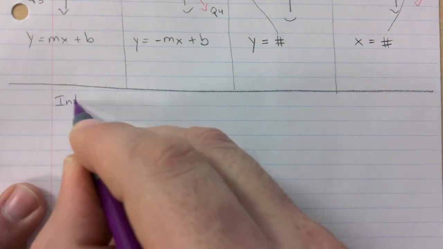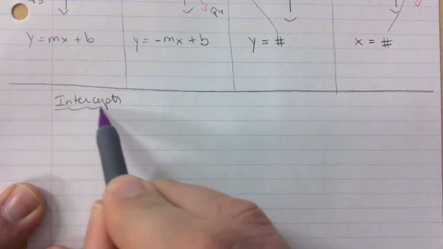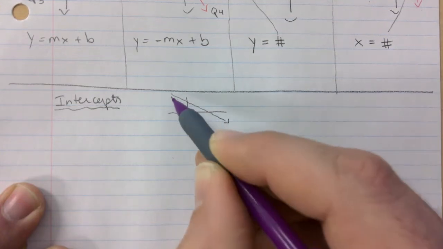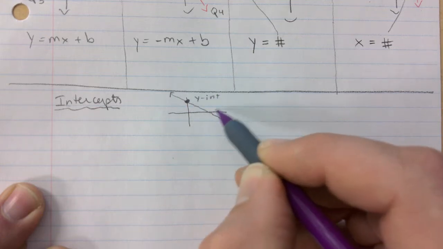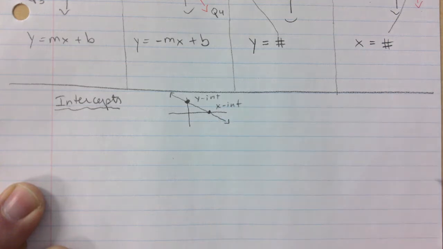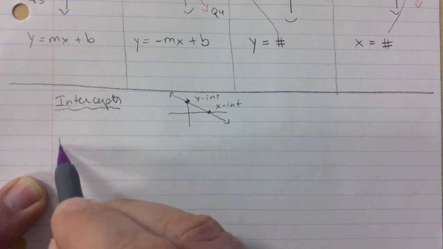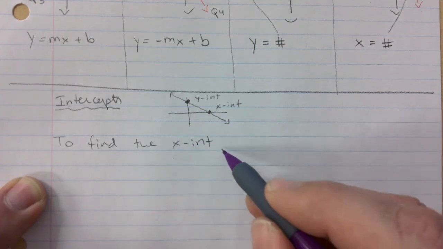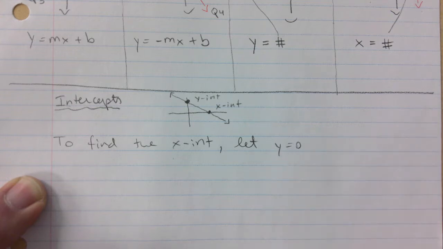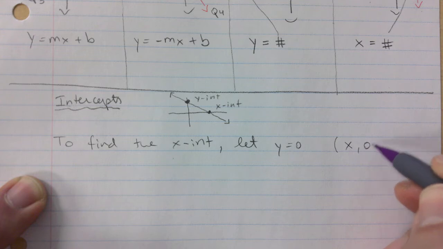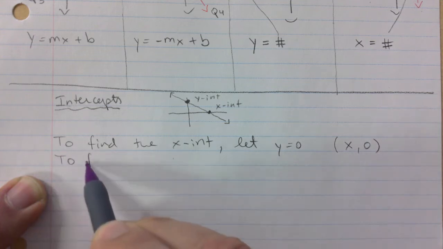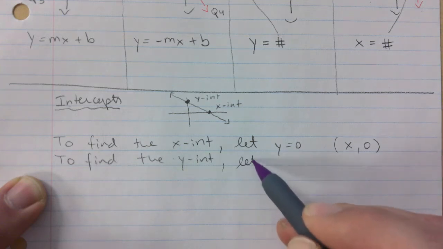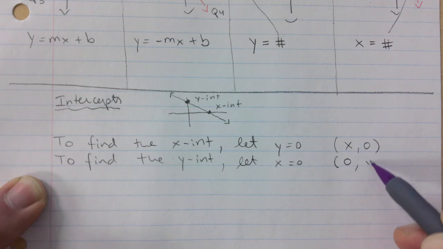So, intercepts. I never assume that we know this, okay? So if this is your line, you have a y-intercept here, and you have an x-intercept here. Okay, so just so you know what we're talking about. To find the x-intercept, let y equal 0. So you're going to find x, 0, right? To find the y-intercept, let x equal 0. So it's going to be 0, y.